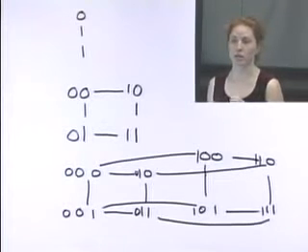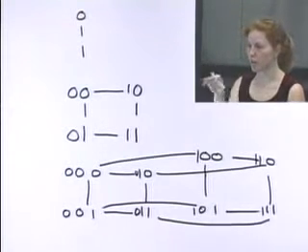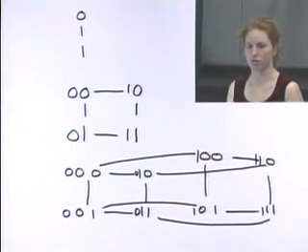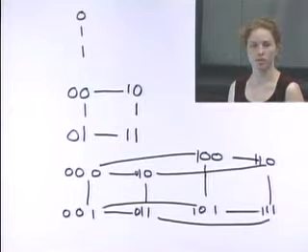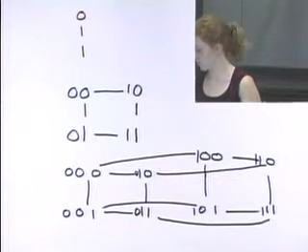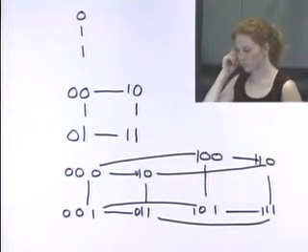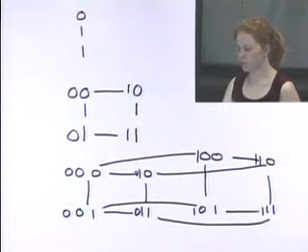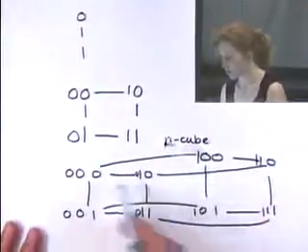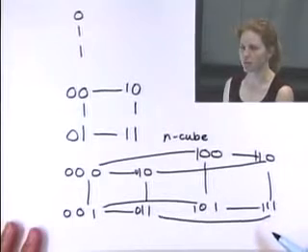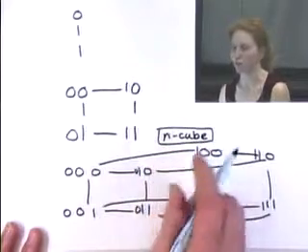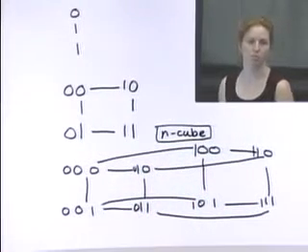So you can keep doing this. Basically you double the graph, and you draw lines between the same nodes, and then you put zeros in front of half of them and ones in front of the other half. When you do this, this makes what's called an n-cube, because this is a 3-dimensional cube, right? So when you keep doing this, however many bits you have in your string, it makes an n-cube. That's what it's called.